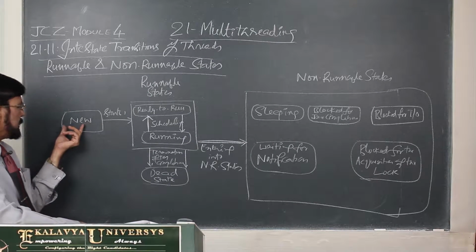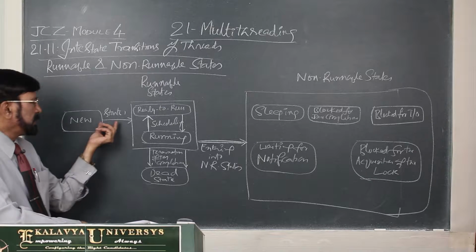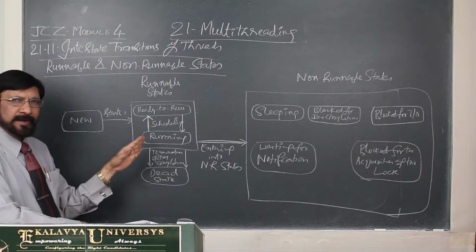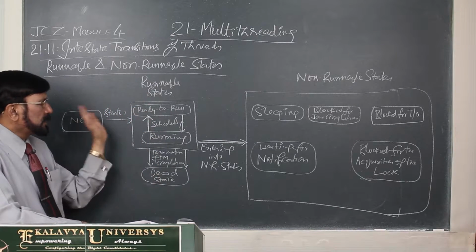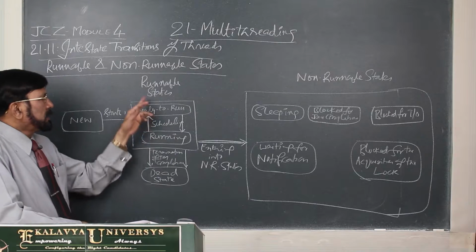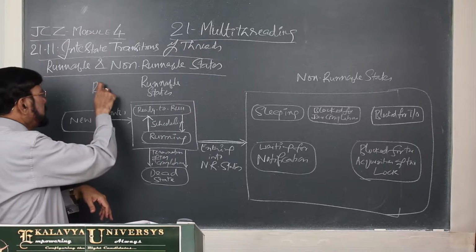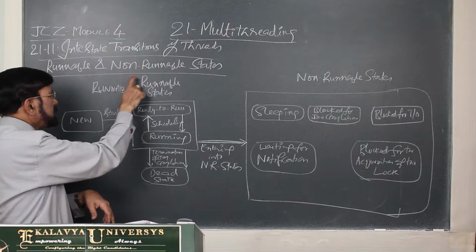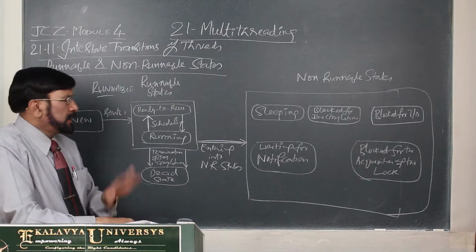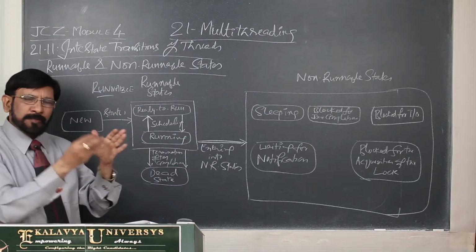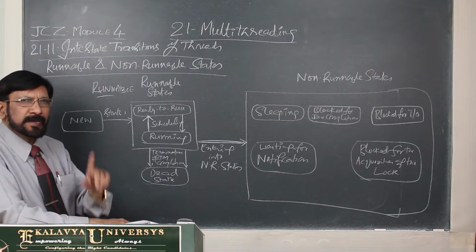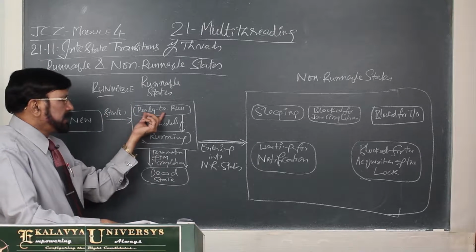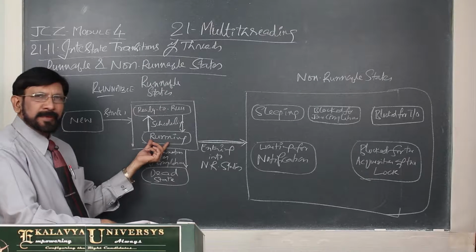First, a thread object is created, that is the new state. On the thread object, we call the start method. Then immediately it comes into the runnable state. Runnable state, as I told you already, is maintained by the JVM. The JVM does not know about its internal classification. It is maintained by the host operating system. Here, ready to run and running.